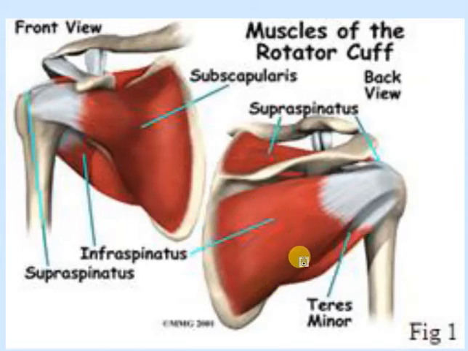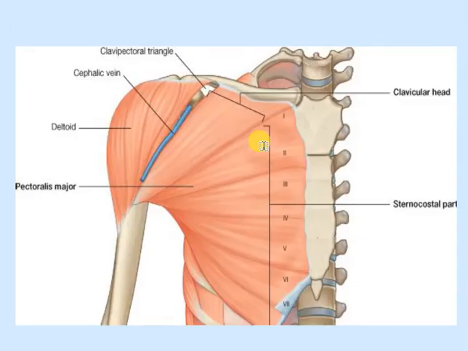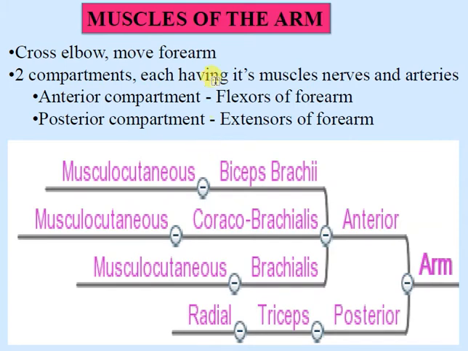You see teres minor, then infraspinatus. So infraspinatus, supraspinatus, and subscapularis make up what? The rotator cuff. These are the muscles of the front; we have already discussed the back. But from there we go to the muscles of the arm. We have already seen the muscles of the shoulder.